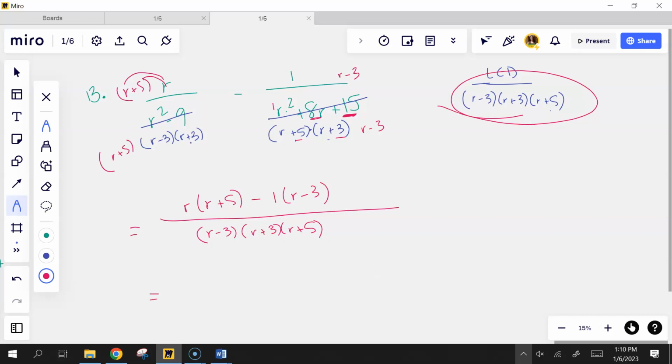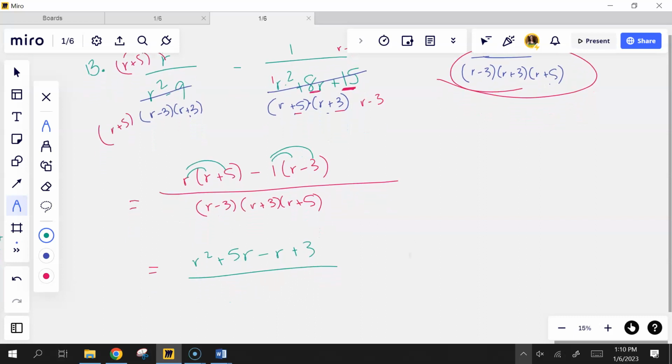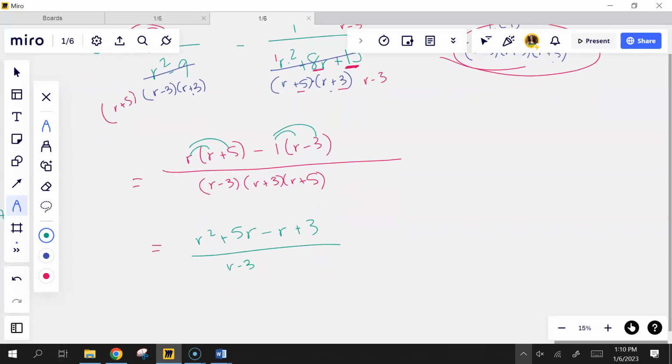All right, now up top. Do you see why I cannot come here and just cancel, because of that big minus right there? That's exactly why. So I'm going to have to clean it up before I can cancel out. All right, so distribute r squared plus 5r. Distribute minus r plus 3 all over. Again, I'm not messing with the bottom.